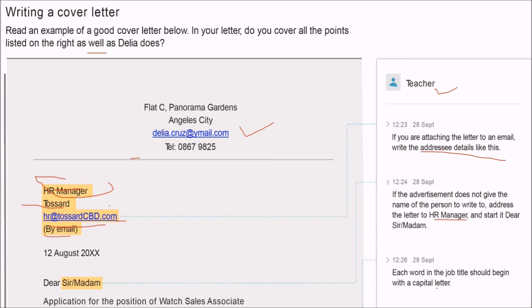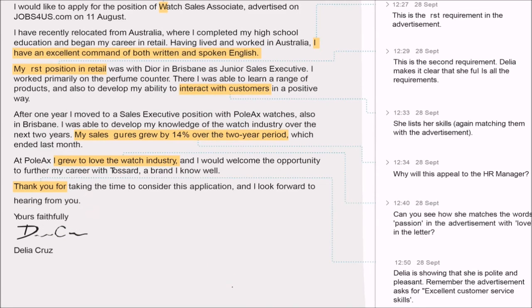Then each word in the job title should begin with a capital letter, right? Like Application for the Position of Watch Sale Associate. Then, I would like to apply for the position of Watch Sale Associate, advertised on jobsforuse.com on 11th August. Again, you should use capitals for the name of the job.